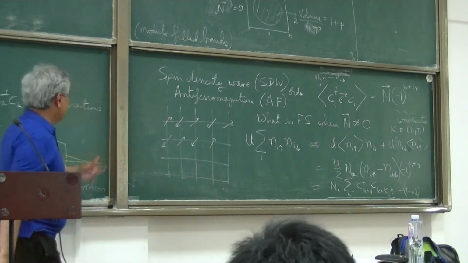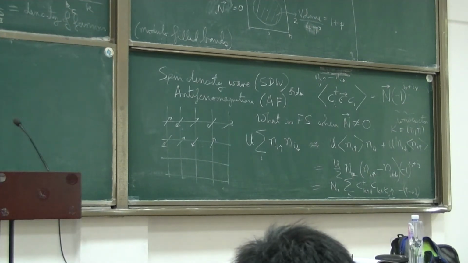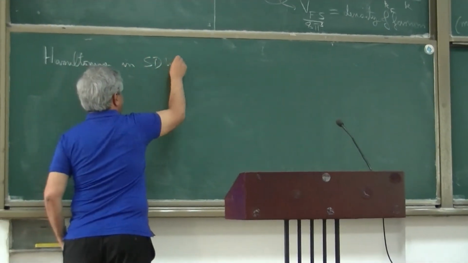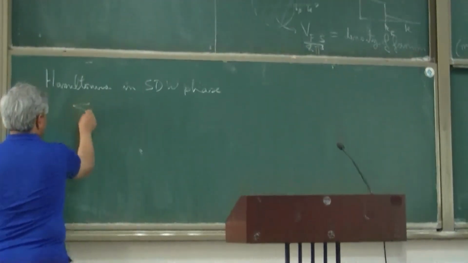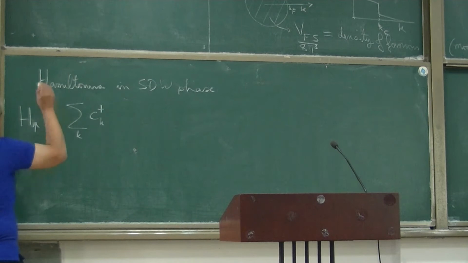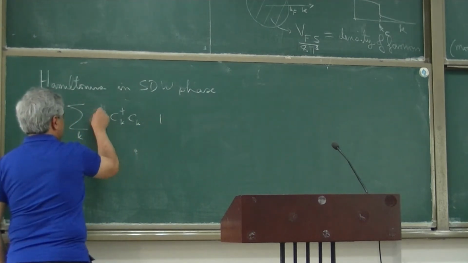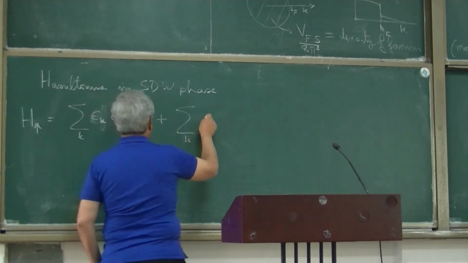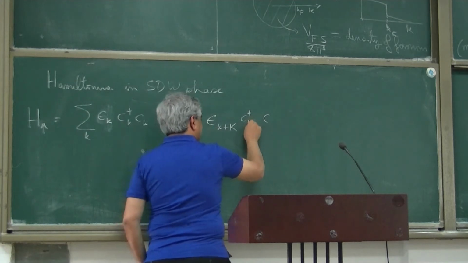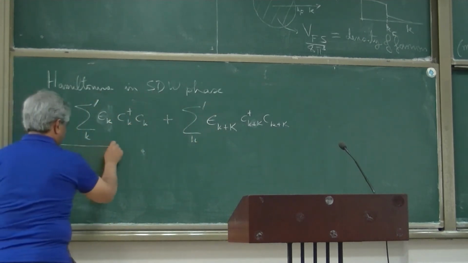So if I now go to momentum space and rewrite the Hamiltonian for the electrons, then the effective Hamiltonian is a sum on k of c dagger k, epsilon k, c k, for up spin, and similarly for down spin. And then you'll also have a sum on k, let's just separate them out, of epsilon k plus K, c dagger k plus K, c k plus K. I'll put a prime here, and the prime means that the sum now is over a smaller Brillouin zone.